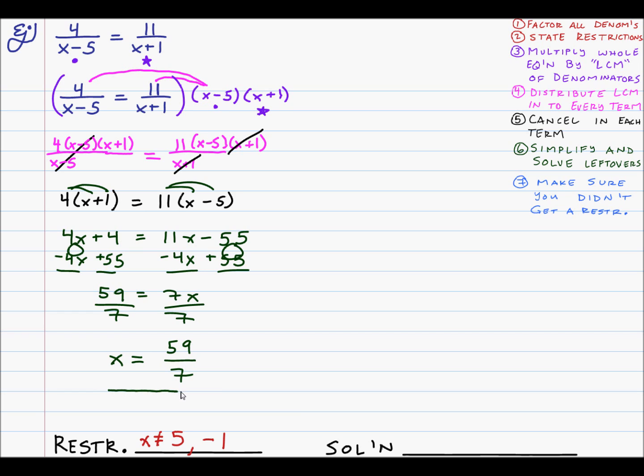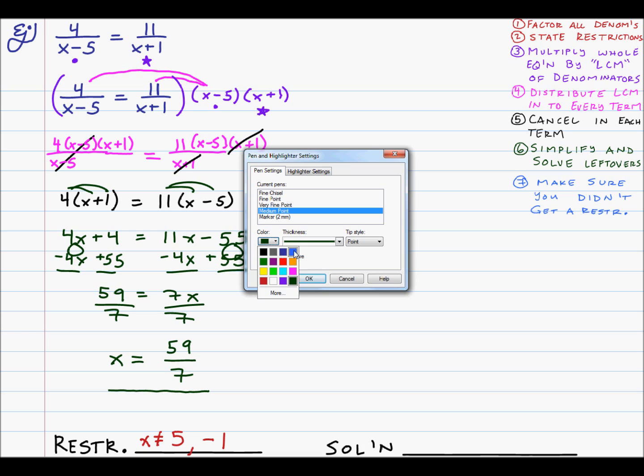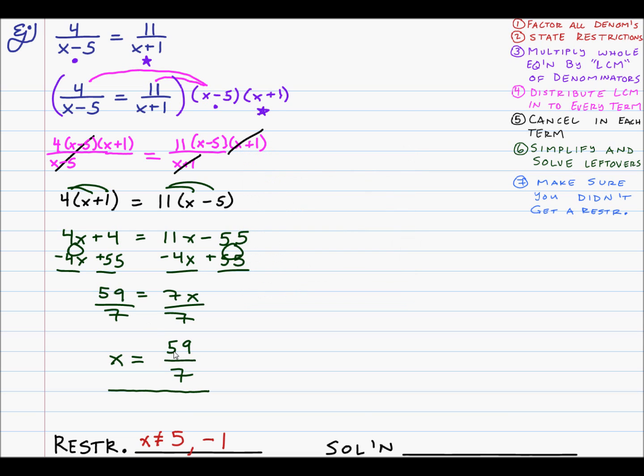So we apparently have our answer. The only thing that could stop us from being done would be if that was the restriction. So 59 over 7 is not the same thing as 5, not the same thing as negative 1. Therefore, we have solved this equation. It's not a juicy, rewarding answer like negative 8 was on the first one, but hey, we found the answer. That's the number that we would have to plug in to make this equation at the top true.